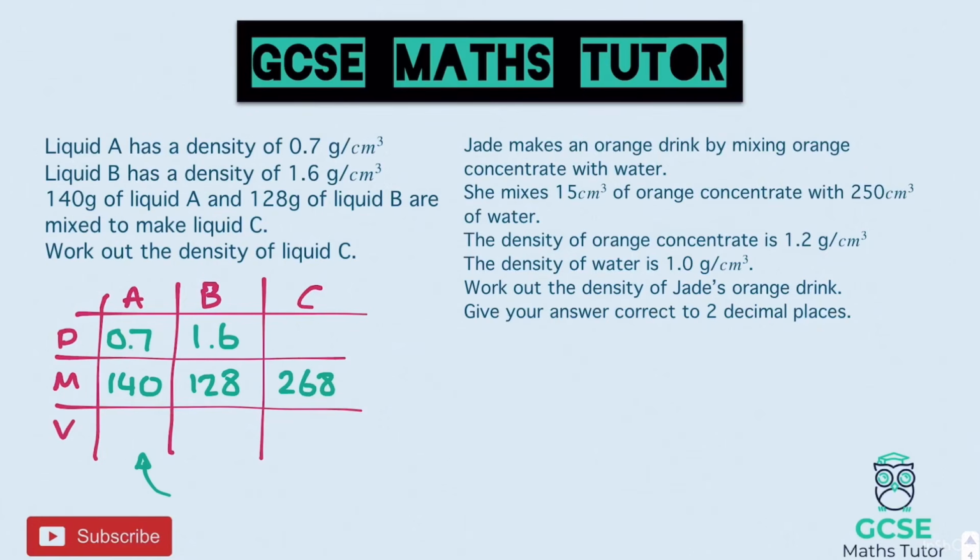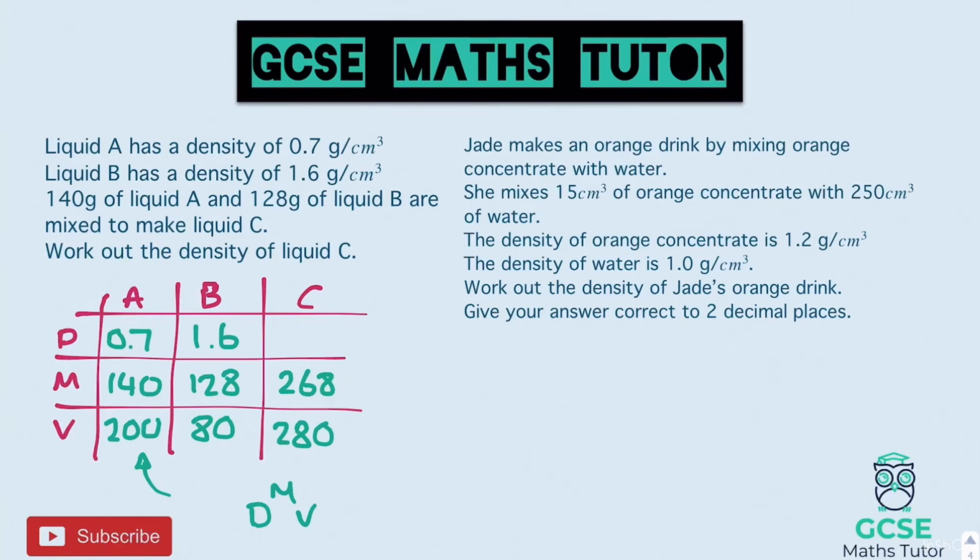So don't forget to write down your formula triangle. Density, mass, volume. Volume is mass over density. So 140 divided by 0.7 is 200. So we get a volume of 200 here. 128 divided by 1.6 gives us a volume of 80 for the one next to it. And then they can be added together to give us a total volume here of 280. All right, there we go.